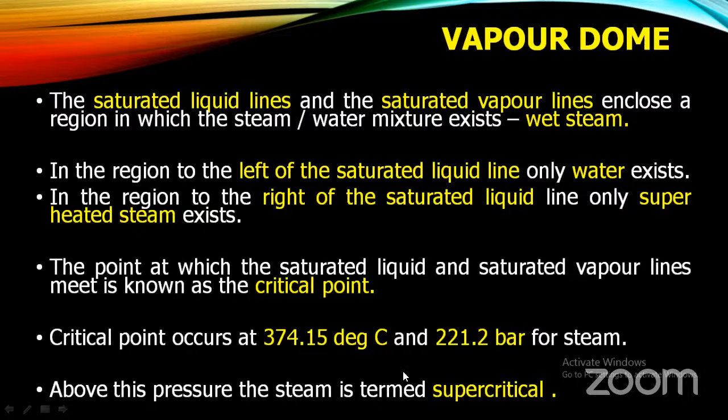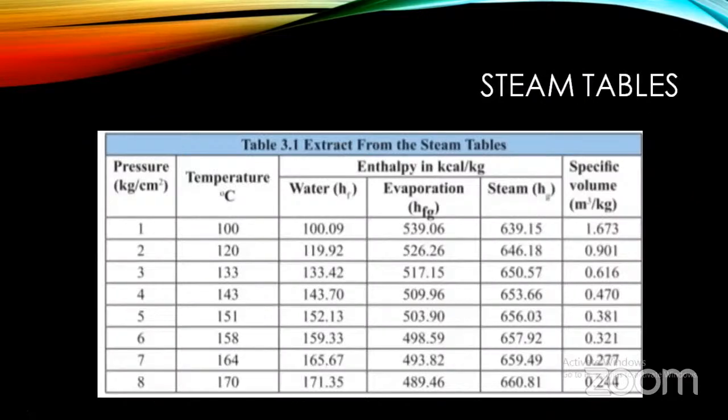So the critical point is 374.15 degrees Celsius and the corresponding pressure is 222.2 bar for steam. Above this pressure, we term the steam to be supercritical steam. We can find these values in the steam tables.